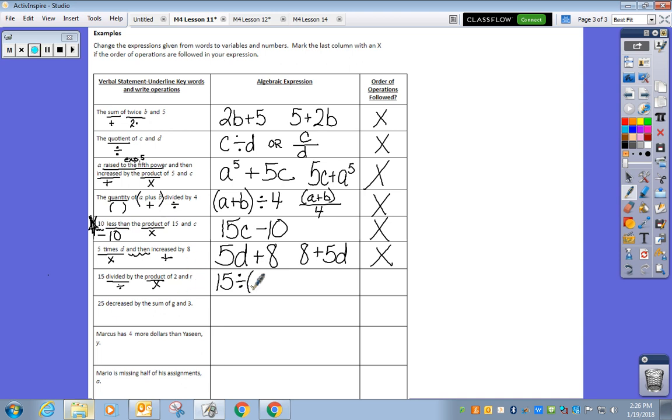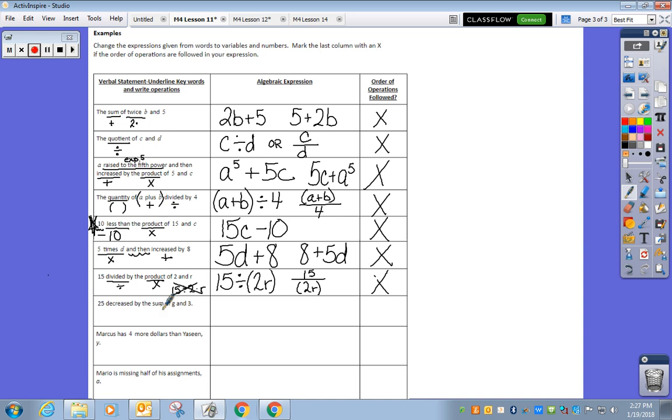So in this case, I would want to put the 2 times r in parentheses. If I didn't have it, it could look something like this, 15 divided by 2 times r. And in this case, I would do the 15 divided by 2 first, and I don't want to do that. So that's why I'm going to put the parentheses around the 2 times r to show that I want to do that first and take the product from it and divide 15 by that product. I can also write this with the fraction bar as well. It's not going to change my order, so I am still following the order of operations.